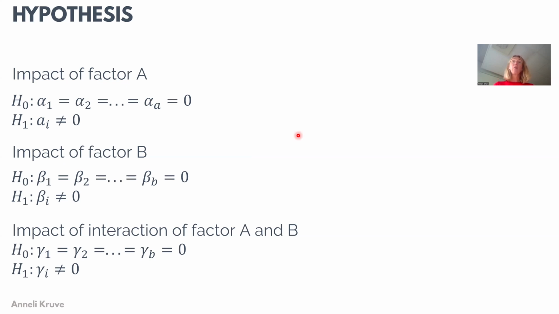And then the alternative hypothesis would mean that at least one of the levels has a significant impact that cannot be explained by random variations alone.